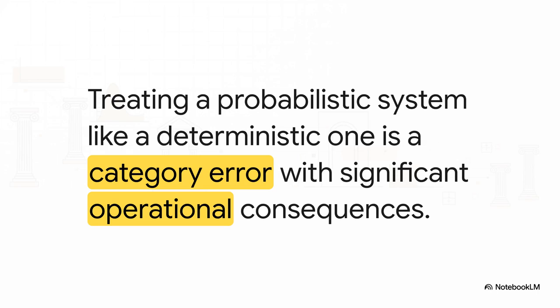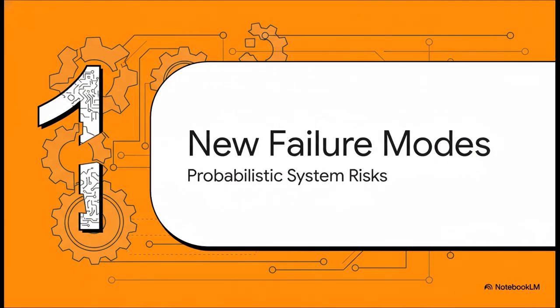And the consequence of this category error is significant. Treating a probabilistic system like a deterministic API is just plain incorrect. In the regulated environments we work in, this kind of error doesn't lead to minor bugs. It leads to systemic, often unrecoverable failures. So that brings us to the practical impact.